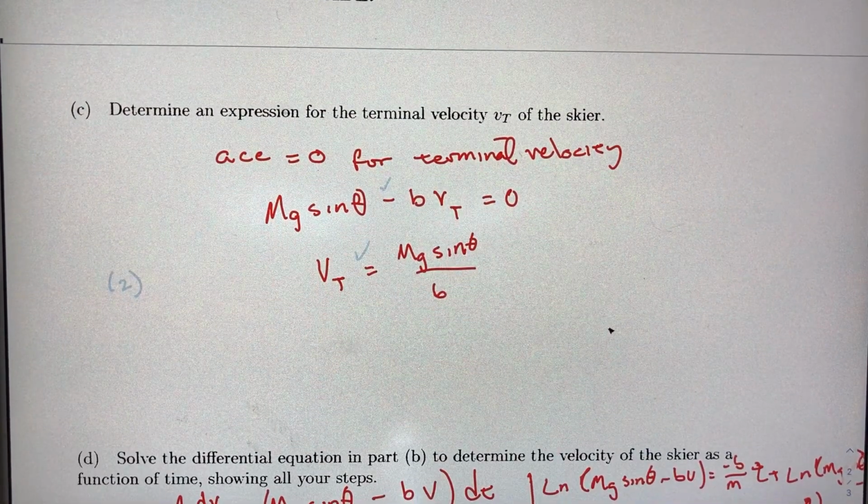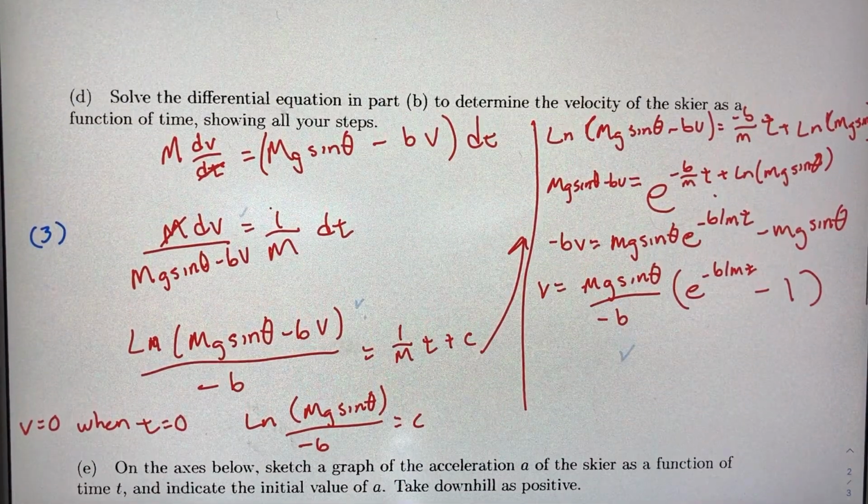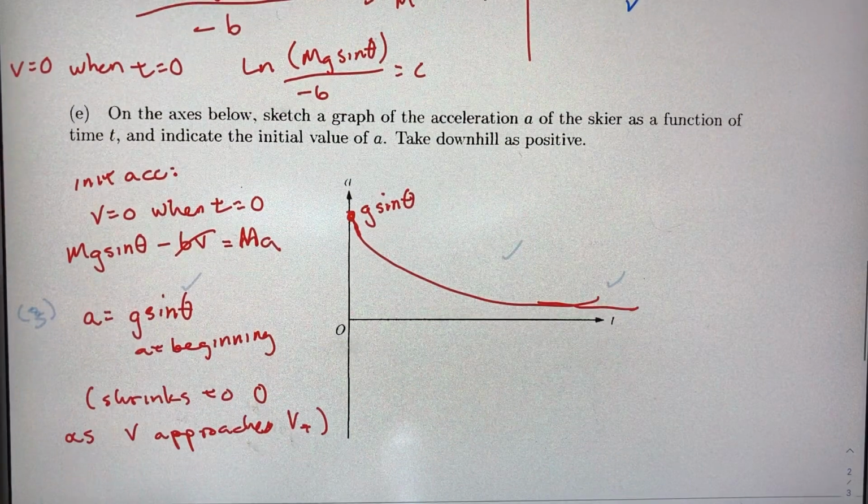Next section is 2 points, and that's 1 for setting a equal to 0, and 1 point for solving for v sub t. This is 3 points, 3 really ugly points. 1 point for separating the variables, 1 point for taking the antiderivative, and 1 point for finishing solving. So it may not be worth it. Notice that this last section is able to be done without understanding how to take the antiderivative.